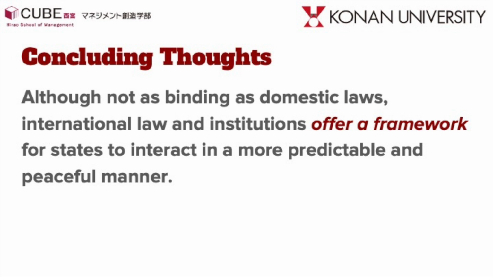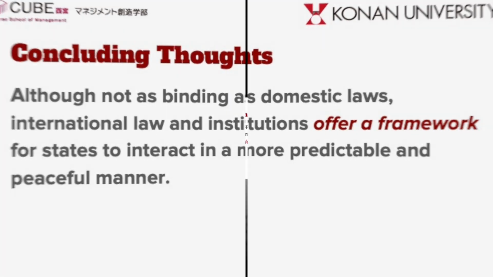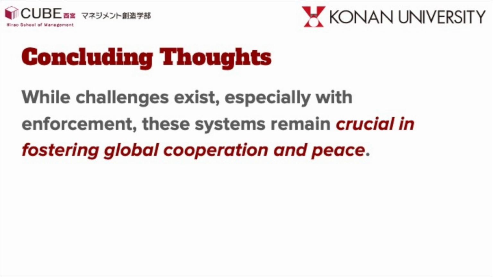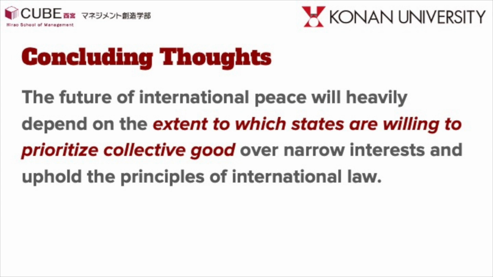So in conclusion, international law and institutions, although not as binding as domestic laws, offer a framework for states to interact in a more predictable and peaceful manner. So while challenges exist, especially with enforcement, these systems remain crucial in fostering global cooperation and peace. The future of international peace will heavily depend on the extent to which states are willing to prioritize collective good over narrow interests and uphold the principles of international law.